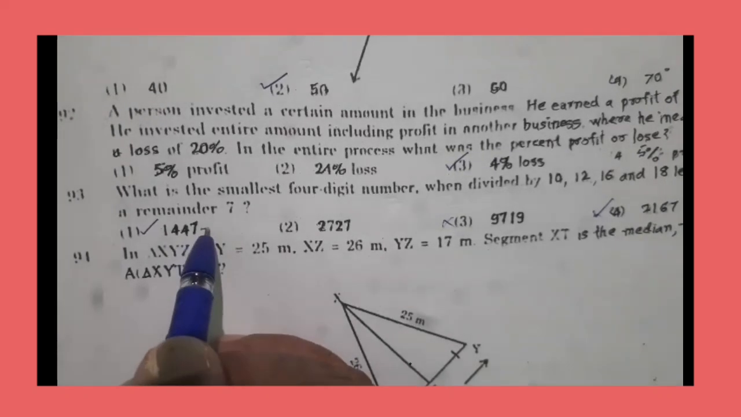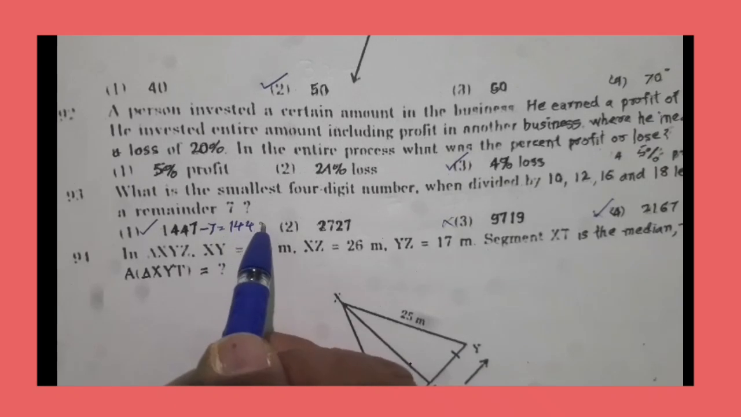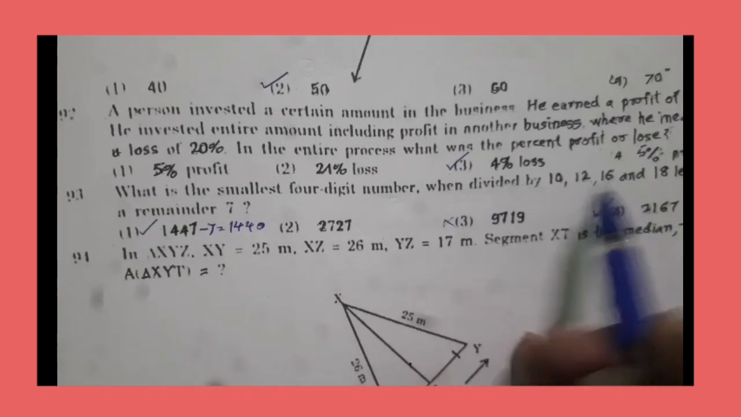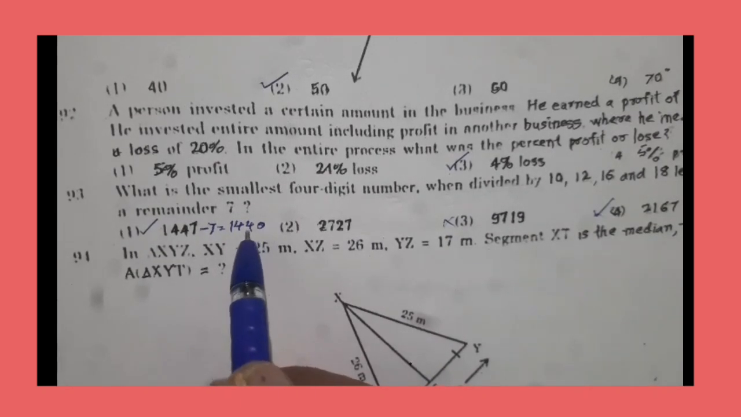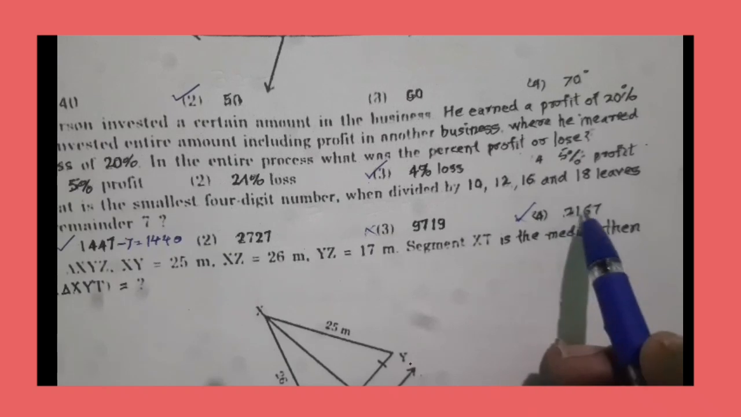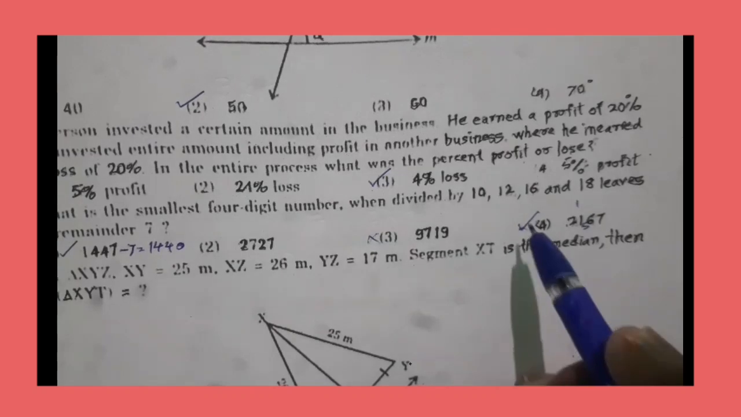By subtracting 7 we get 1440. This is also divisible by 16. 16 times 9 is 144. This digit sum is also 9, but divided by 16, there is 16, and 56 does not come in the multiplication of 16. 16 times 3 is 48 and 16 times 4 is 64. So this is not correct.